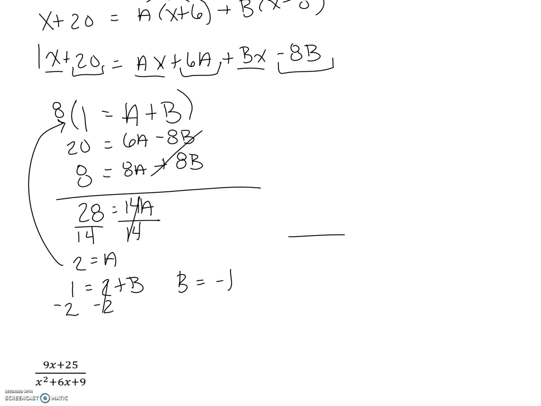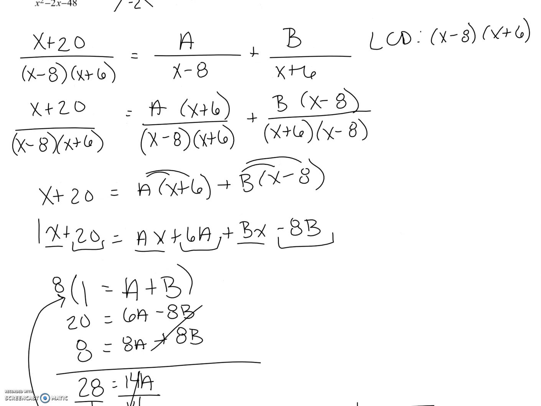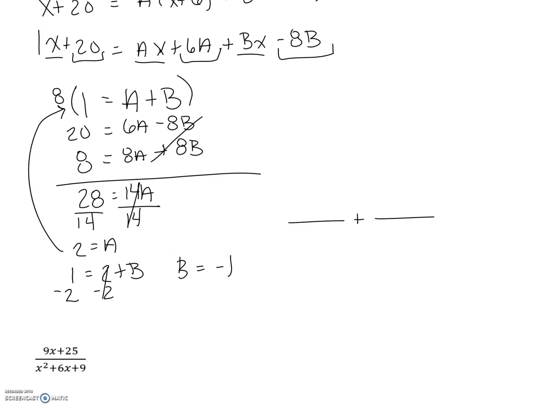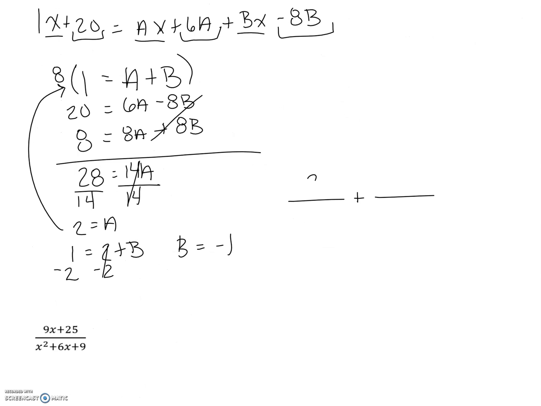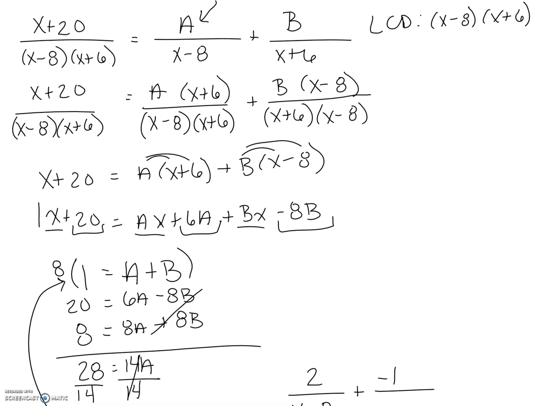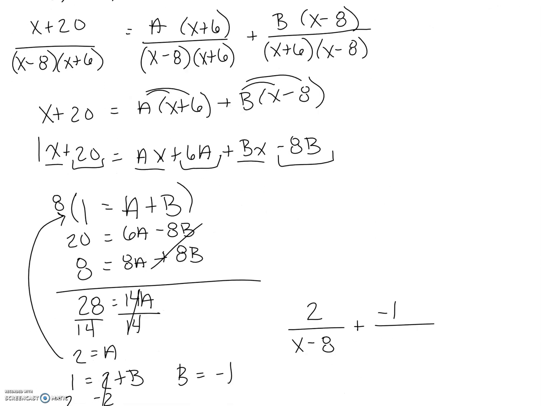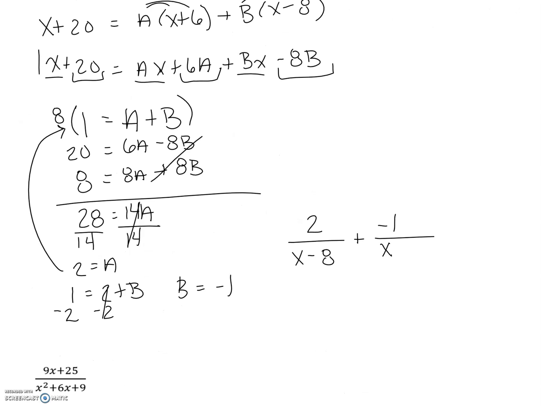So when I rewrite these as their two partial fractions, the a was on top of the x minus 8, and I know now that a equals 2. And b, which I know is negative 1, was on top of the x plus 6. So that's now going to be my denominator.